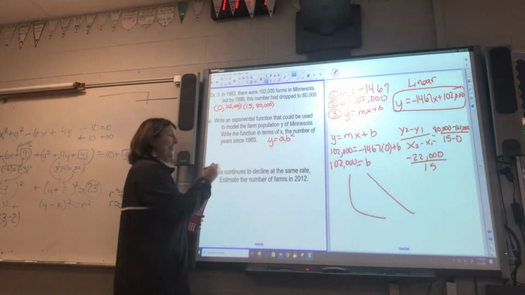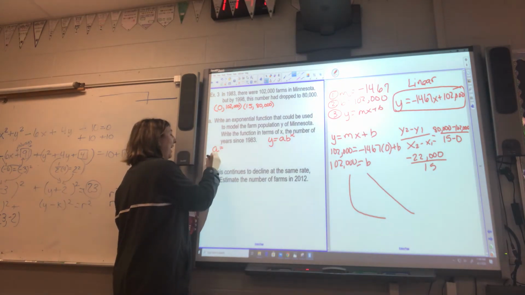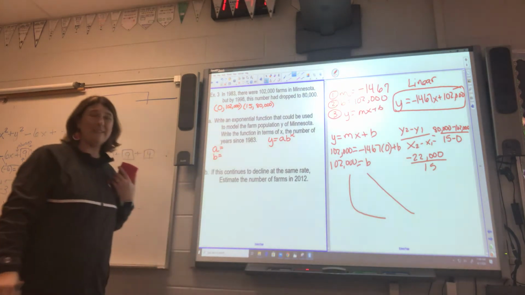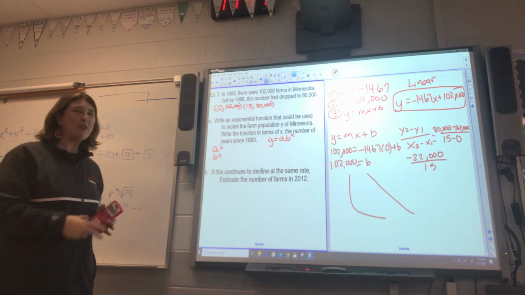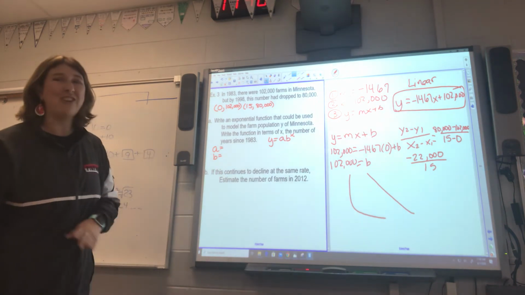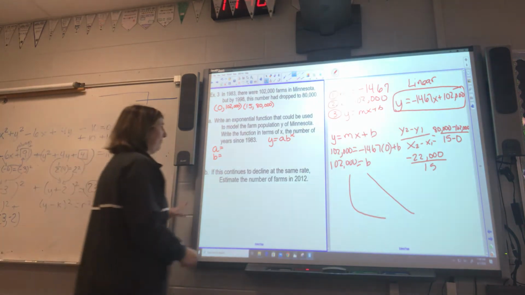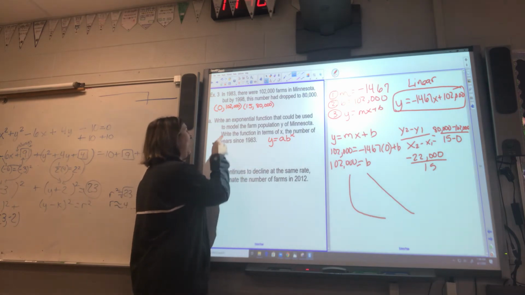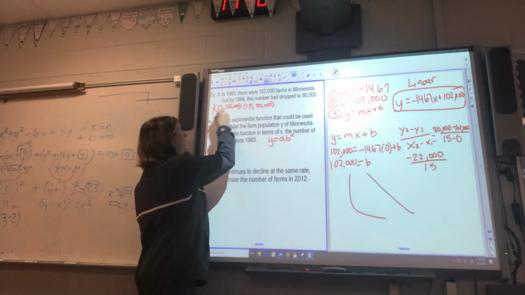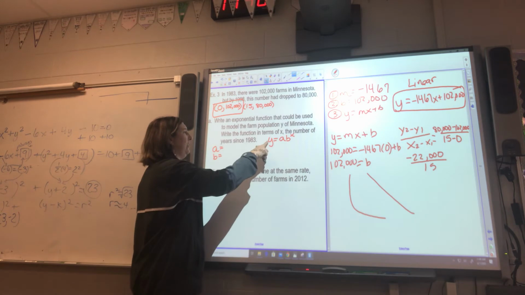So we need to find A and we need to find B. When you find A, I'm going to show you one time how to find A, and then you're never going to have to find A again. Because to find A, I'm going to start out by plugging in this first equation.